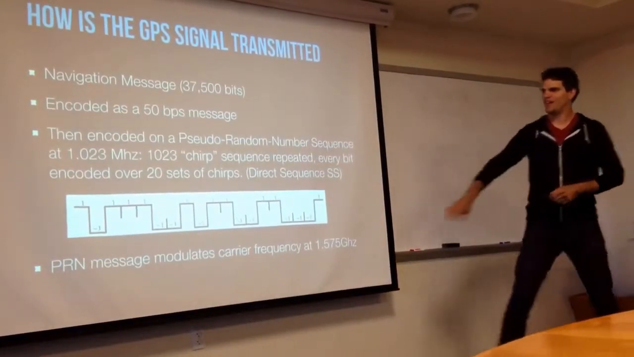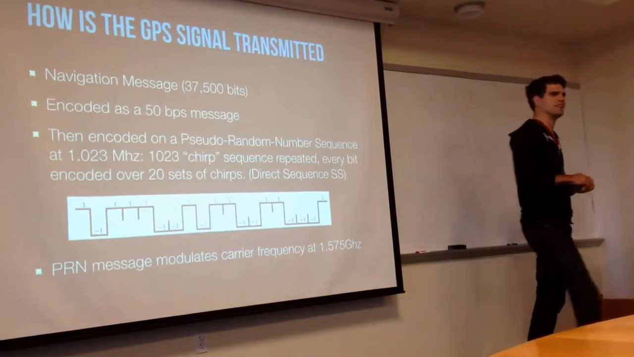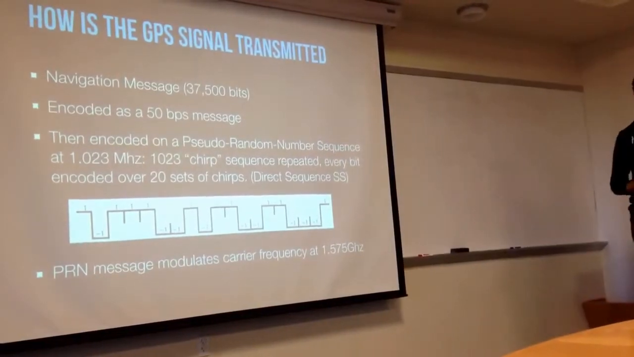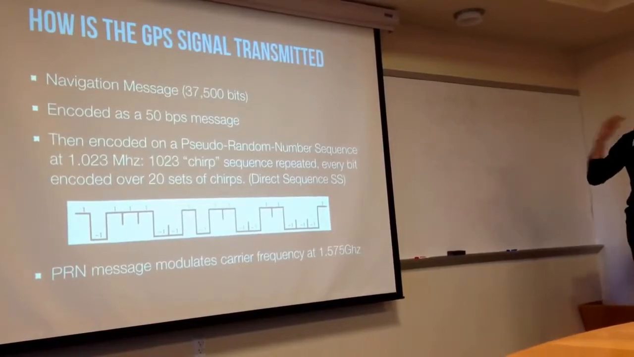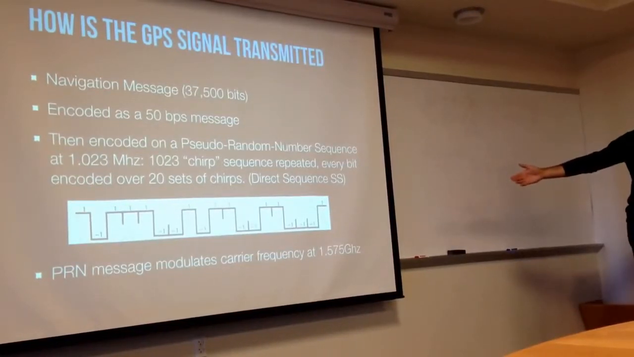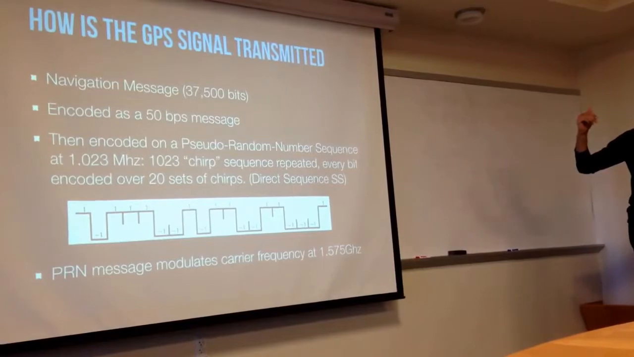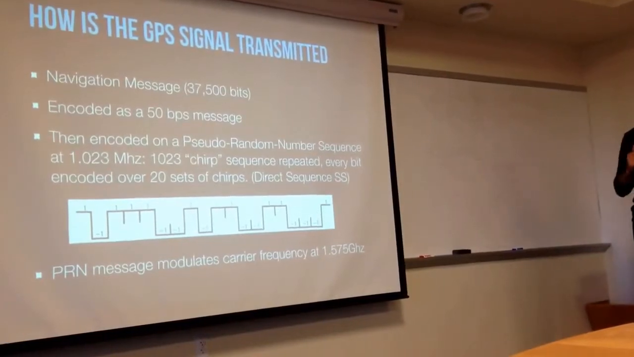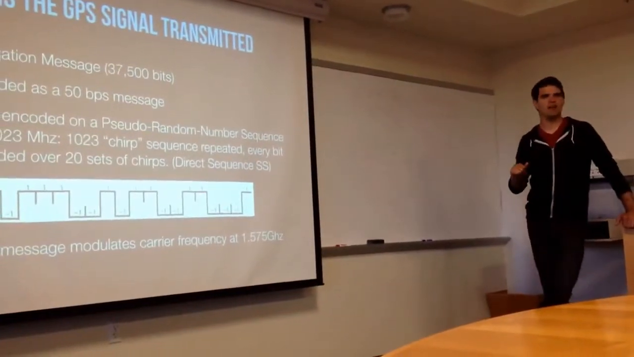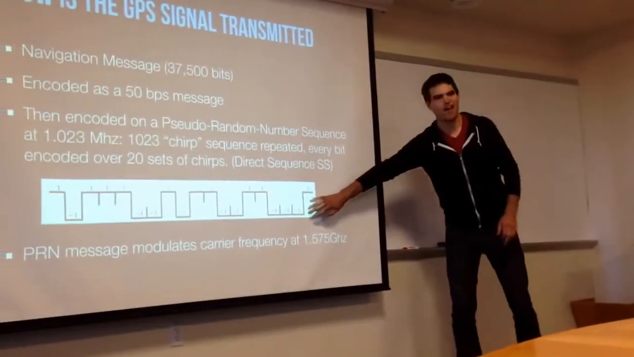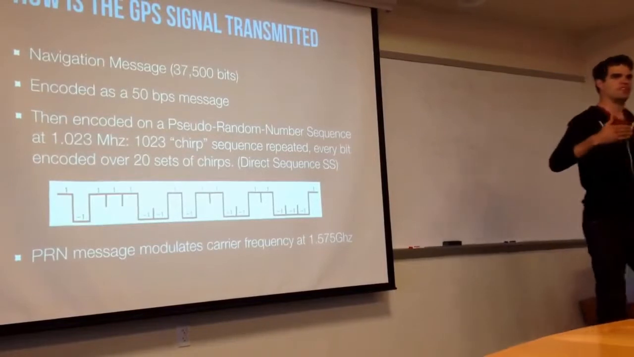Well, it turns out that I send this PRN signal at a relatively high frequency, at about 1 megahertz, or about a million of these chirps per second. What I'll then do on the receiving side, and I will go into this in a second, is I will use the chirps, the high bit rate, to time messages.